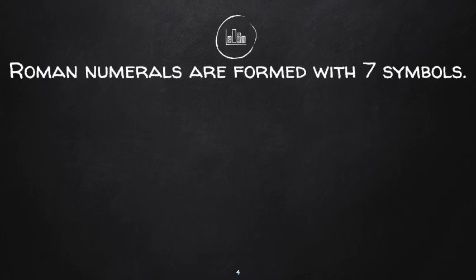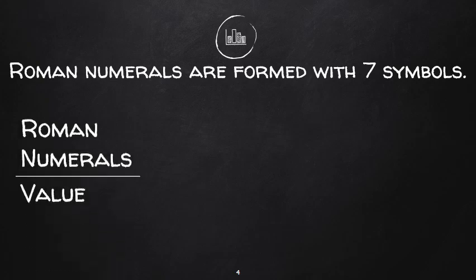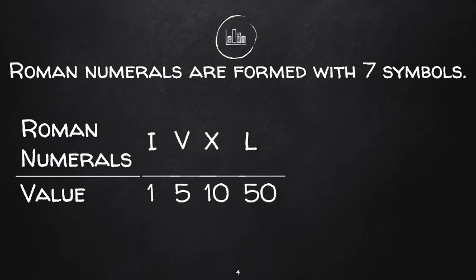Roman numerals are formed with 7 symbols, and these symbols are the letters of the English alphabet. Now let us see what these symbols are. The first one is I, and the value of I is 1. The second symbol is V, and the value of V is 5. The third symbol is X, and the value of X is 10. The fourth symbol is L, and the value of L is 50.